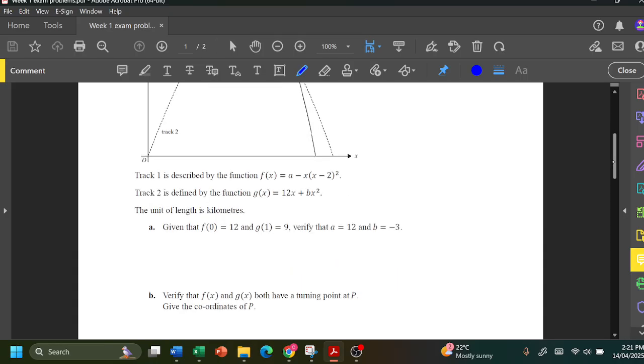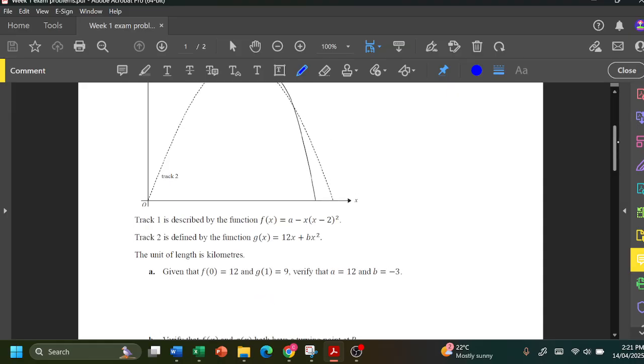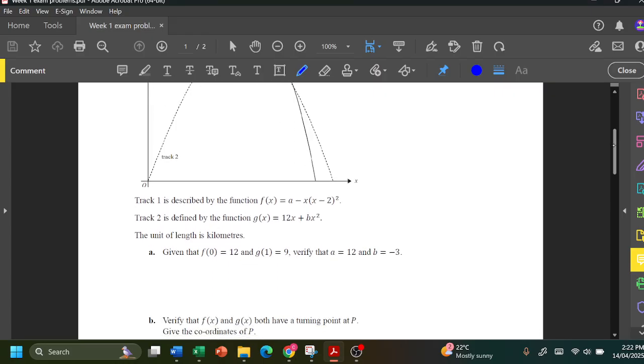The first thing that we need to work out is the values of a and b in each of those two equations. So question 1 should be relatively straightforward. It's a substitution question. We need to take each of those equations that we've been given and substitute in the values. So where it says f(0) is equal to 12, that means we want to replace x in function f with 0, and that should give us the value of 12.